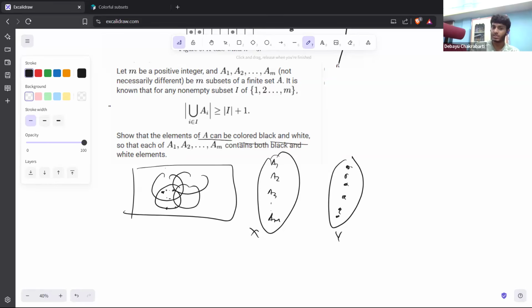You have more numbers than... does this make sense? Yes, but how do we encode black and white conditions? Yeah, okay. So that's the question.